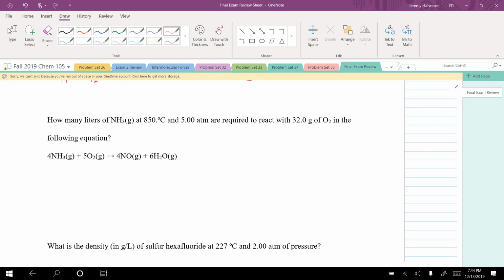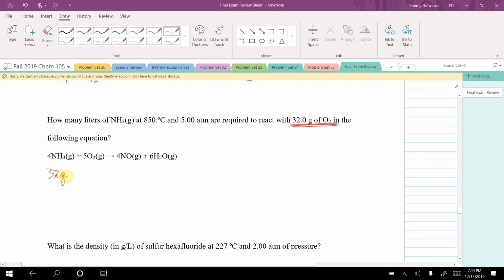Okay. So I'm trying to react with 32 grams of oxygen. Could I figure out how many moles of ammonia I need to react with 32 grams of oxygen? Yeah, you could do that. And if you know the amount of moles of ammonia that you need, and you know the pressure and the temperature, could you find the volume of ammonia that you need? Yeah.